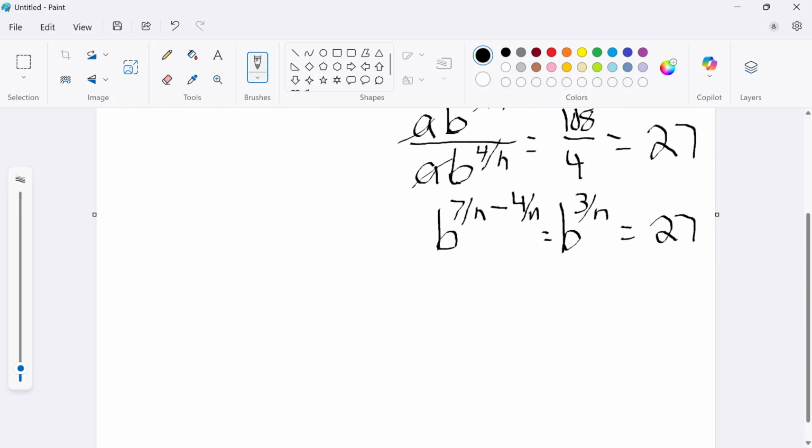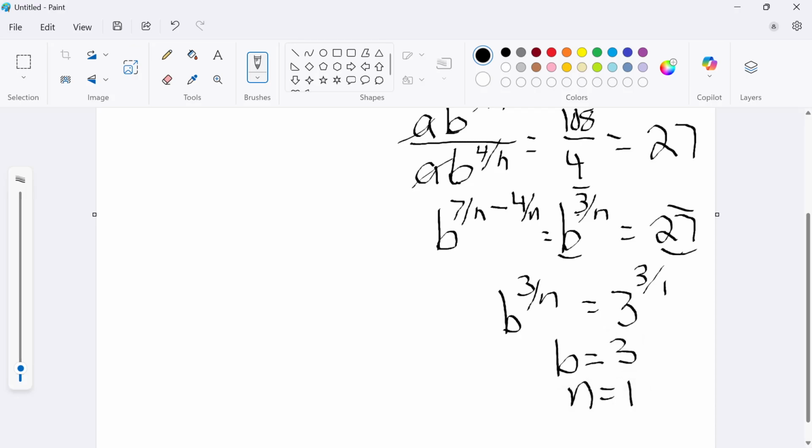Now you can do something different, or you can look at this. Whenever I'm dealing with exponents and bases, I try to get the bases to be the same thing. Well, I see this 3 up here. Is something to the third power 27? Yes, 3 to the third power. So I'm going to write b to the 3 over n equals 3 to the third power. And I can rewrite 3 as 3 over 1. Well, check it out now. b equals 3, and n equals 1. So I've got two of my unknowns.